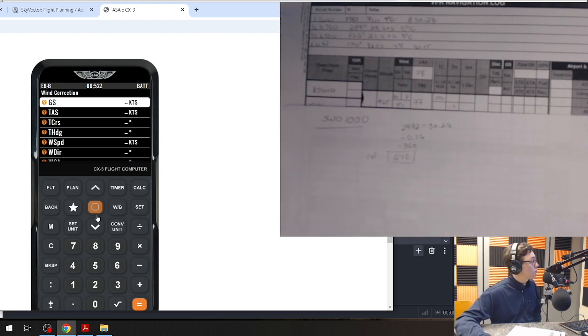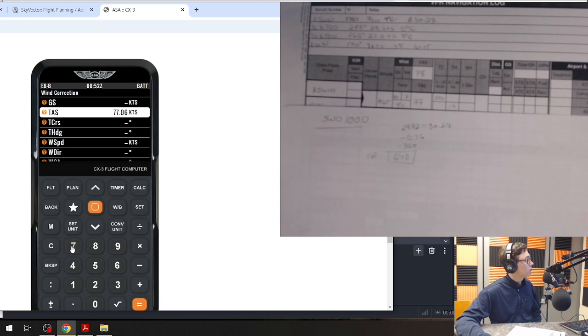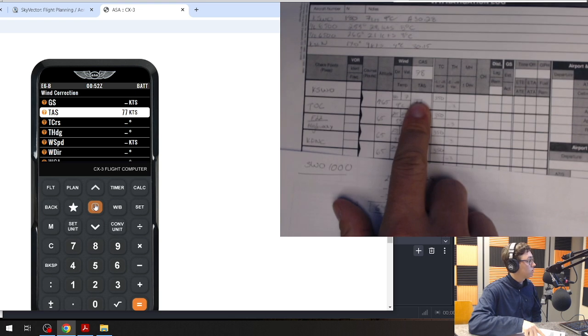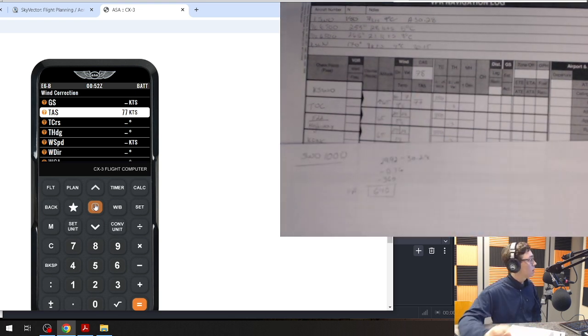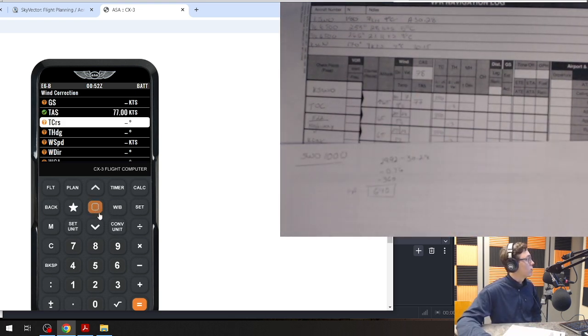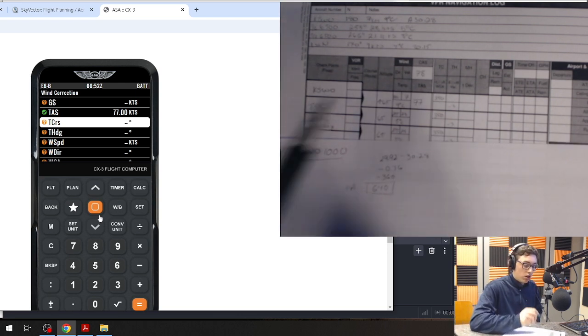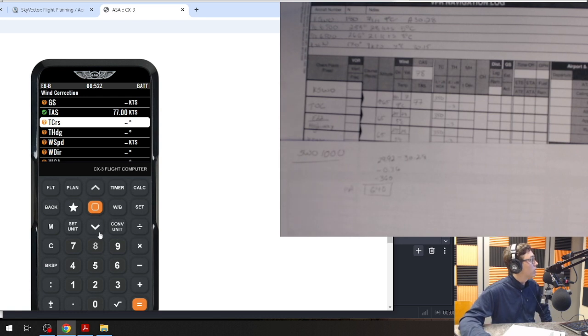We don't know that. True airspeed, we know that. We just calculated that. What was it? That was 77.08 knots. Let's just put 77 in. That's what we rounded to on our nav log here. So 77. True course. What is our true course? We calculated that as well. 350. Let's put that in our flight computer. 350.